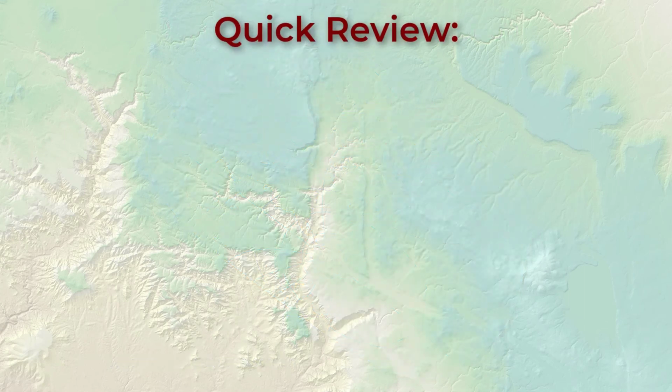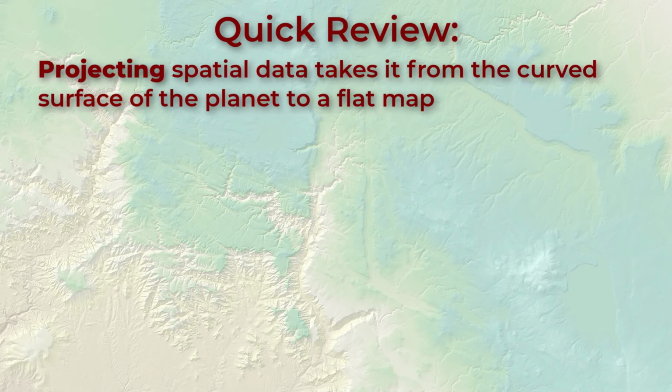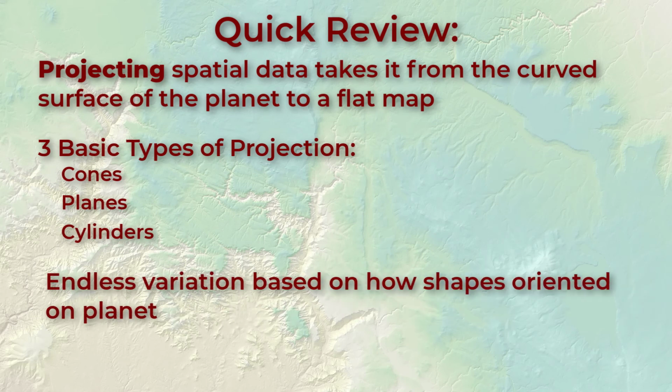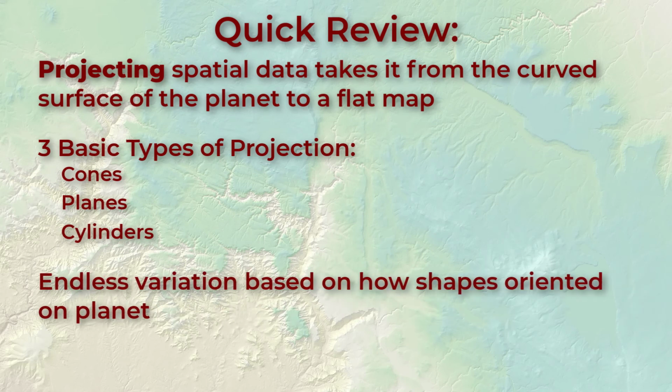Okay, quick review. Spatial data start on the curved surface of the planet, and in order to make them flat for a map, we have to project it. There are three broad categories of projection, all based on the shape of the projection surface upon which they are projected. There are cones, planes, and cylinders. Then there are endless variations, all based on how you orient that projection surface against the planet.